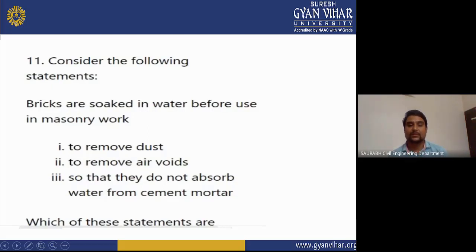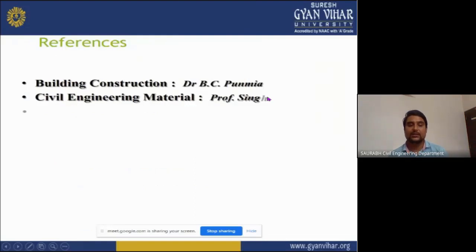And that is not a question, and this was all about today's MCQs. Now it is time to give the references. There are two books: the first one is Building Construction, written by B.C. Punmia. The second one is Civil Engineering Materials, written by Professor Singh. Today we covered brick masonry, the size and ingredients of brick, what types of brick are available in the market, and how they can be used in construction.